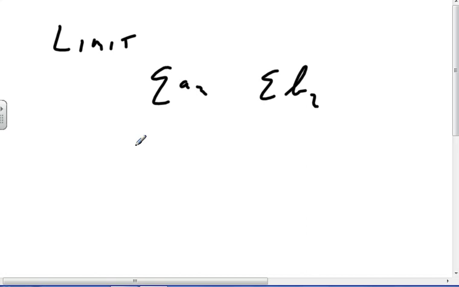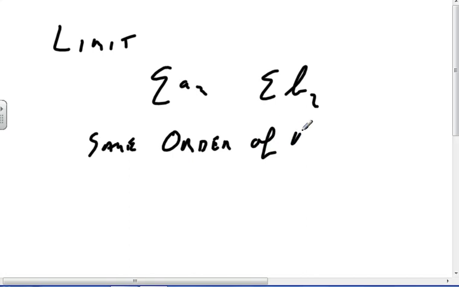Okay, same order of magnitude. What does that mean? If this guy is x squared and this guy is x cubed, then that's different. If a_n has a lesser order of magnitude than b_n, and b_n is known to converge, then so does a_n, and the other way around.